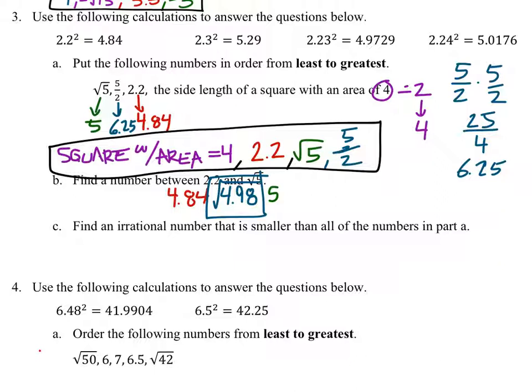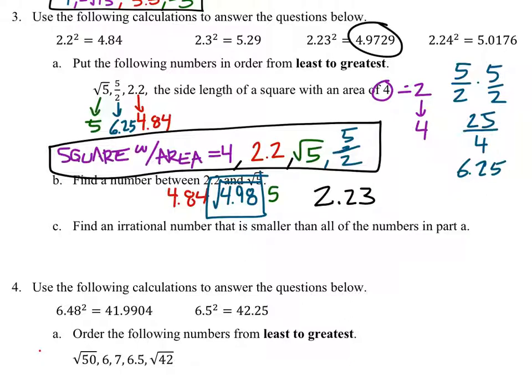If we were using calculators, we would want to figure out approximately what that value is. We could use the list up here as well. See how 2.23 squared is 4.9729? That means we could have also just used that value. 2.23 would have worked, because this value is between 4.84 and 5.